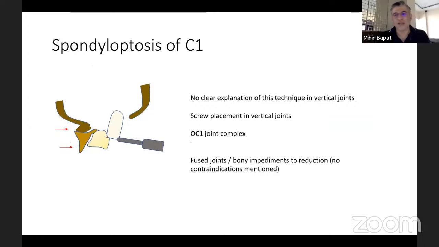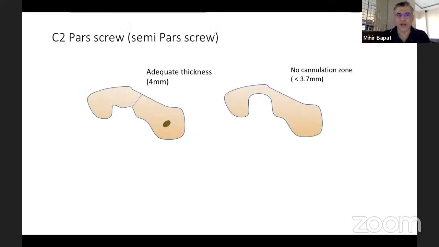So the other contraindication for a C1 lateral mass screw is when the C1 starts getting more and more vertical into a spondyloptosis, then putting a screw may cut out into the OC1 complex. But most of these cases are occipitalized, and you can use that mass as a fixation of the OC1 complex. So these are all relative contraindications.